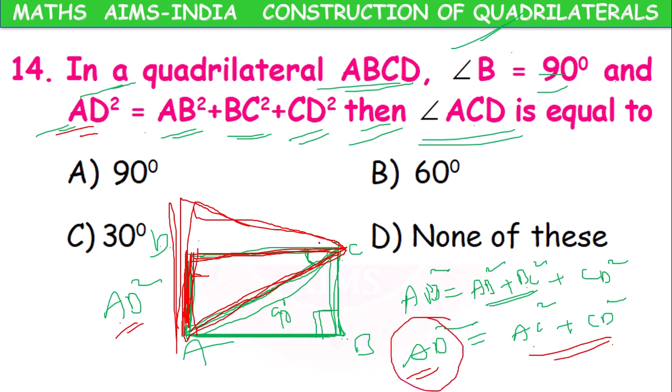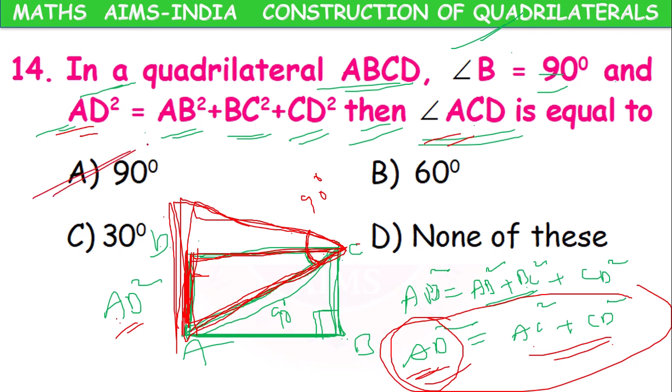So opposite the hypotenuse we have angle C, which is ACD. That will be 90 degrees because it is following Pythagoras theorem. So the triangle will be a right angle triangle. So which angle will be 90 degrees? The angle opposite to the hypotenuse will be 90 degrees. So ACD value is 90 degrees. So option A is correct.